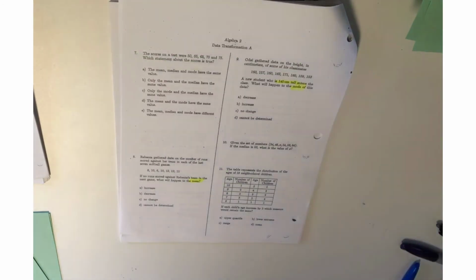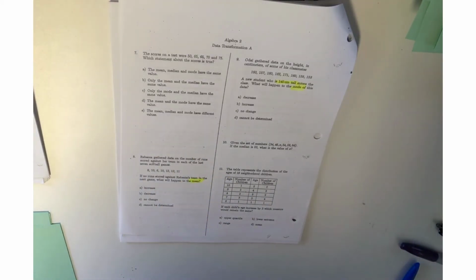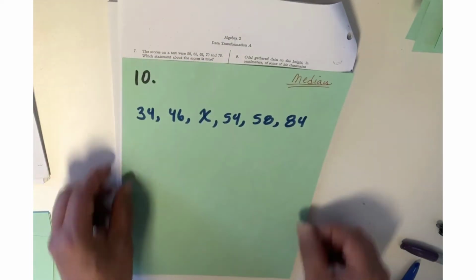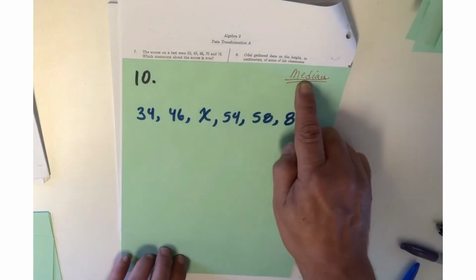Number 10 then gives us a variable. Given the set of numbers, you have 7 of them there: 1, 2, 3, 6. If the median is 52, then what is the value of x? So here is your set of numbers. I wrote them a little bit bigger, and I reminded myself that the keyword is median.